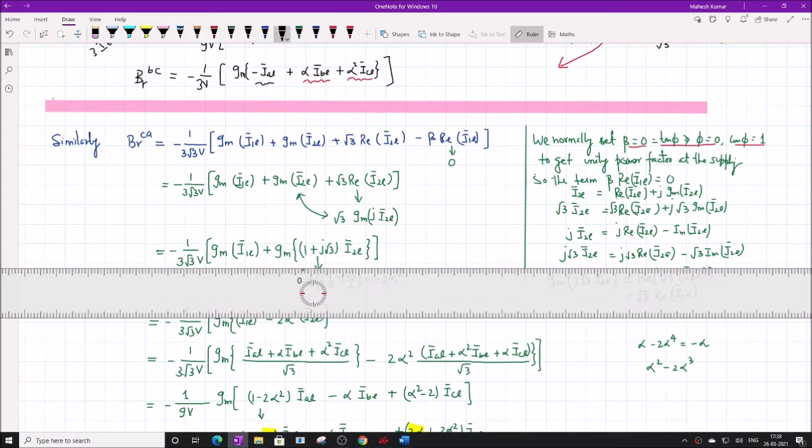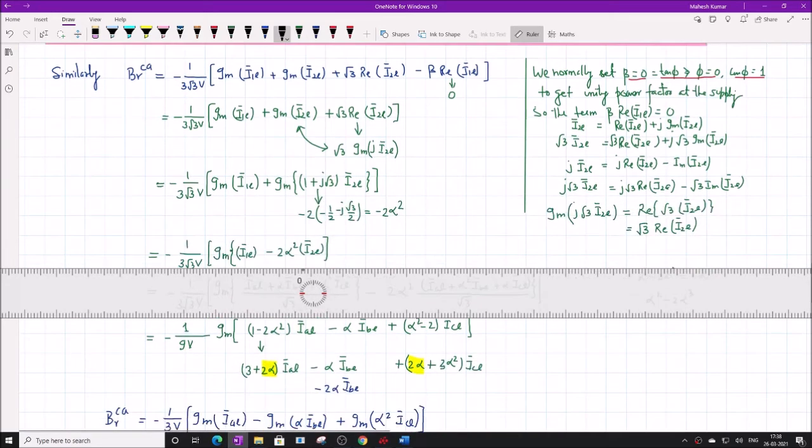Similarly, we can find out B gamma Ca. Next to B gamma BC is B gamma Ca. So B gamma Ca is having four terms, as I said in the beginning: imaginary of I1L plus imaginary of I2L plus root 3 real of I2L minus beta real of I1L. This is 0 because beta is 0, so we will leave this part and we have to simplify for this.